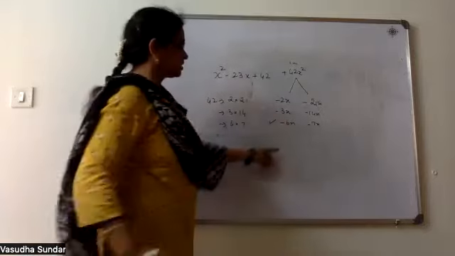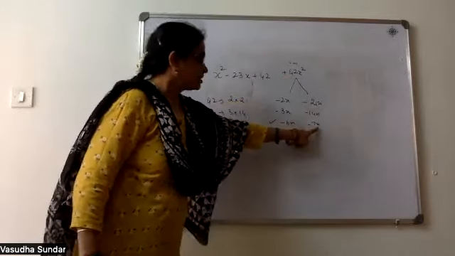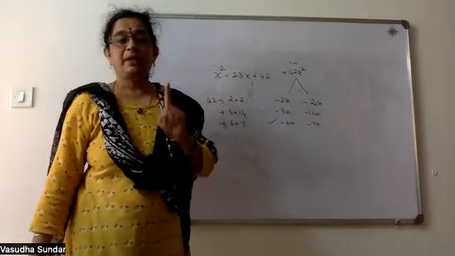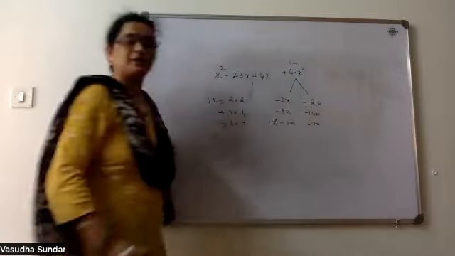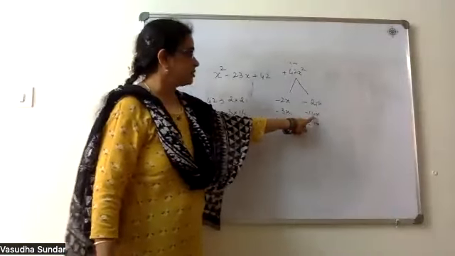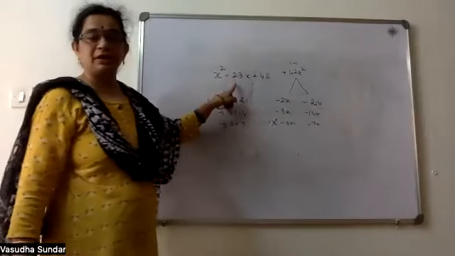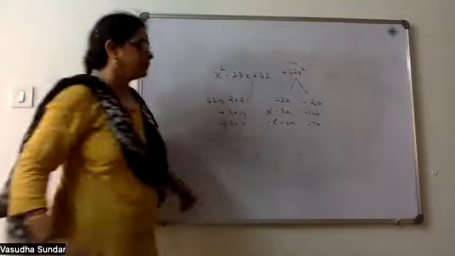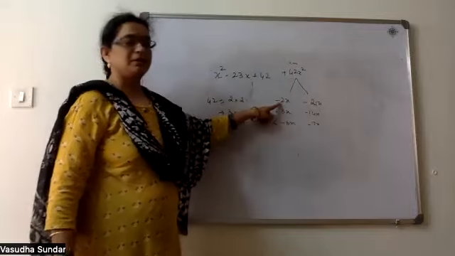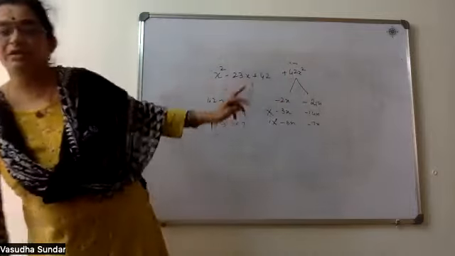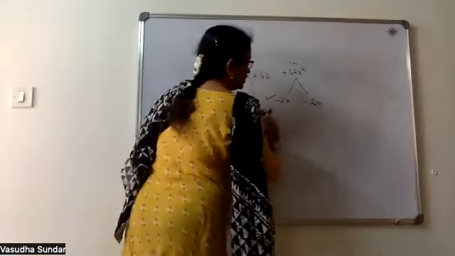So minus 6x into minus 7x will give plus 42. Done. But minus 7x and minus 6x will give you minus 13x. You want minus 23x, so this will not be correct. Minus 3x and minus 14x will give you 42, but 14 and 3 will give you 17. This will not work. 21 and 2, you get 42. Minus 21 minus 2 will give you minus 23. So this works for me. For this problem, this works.